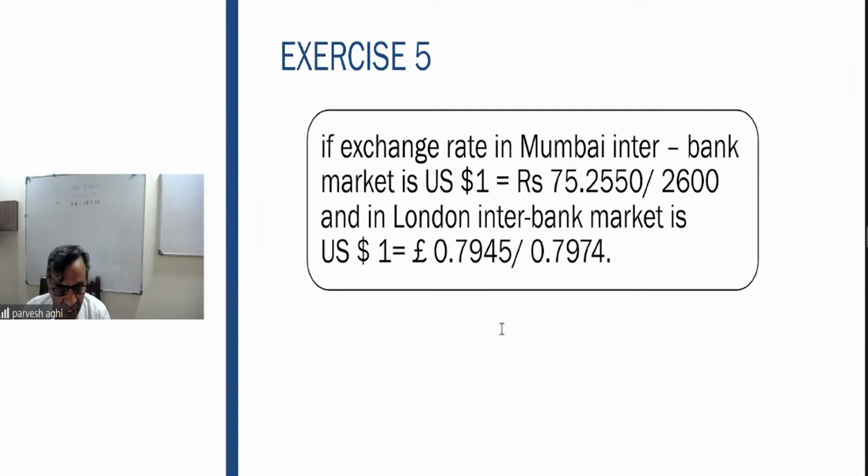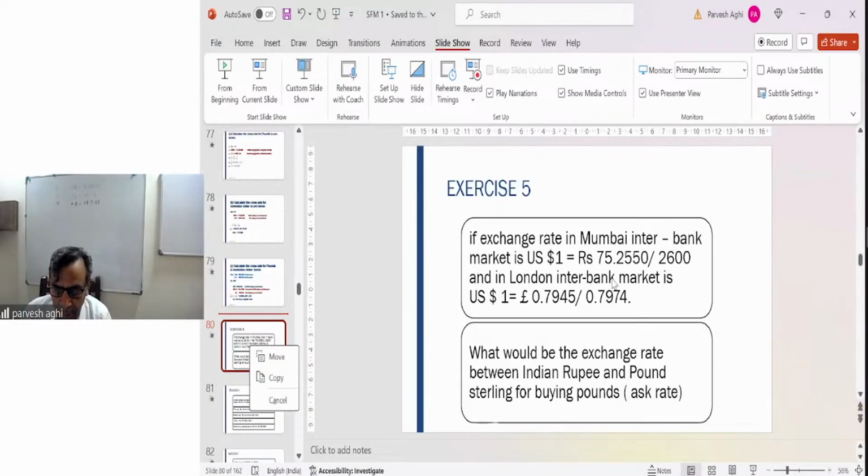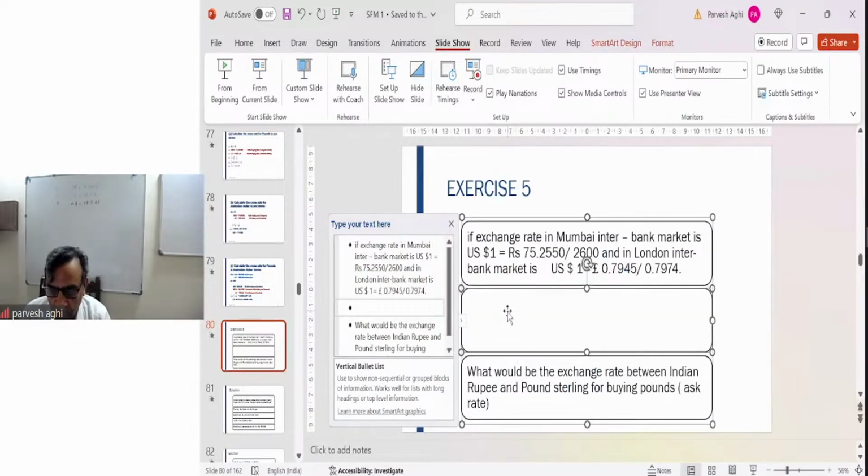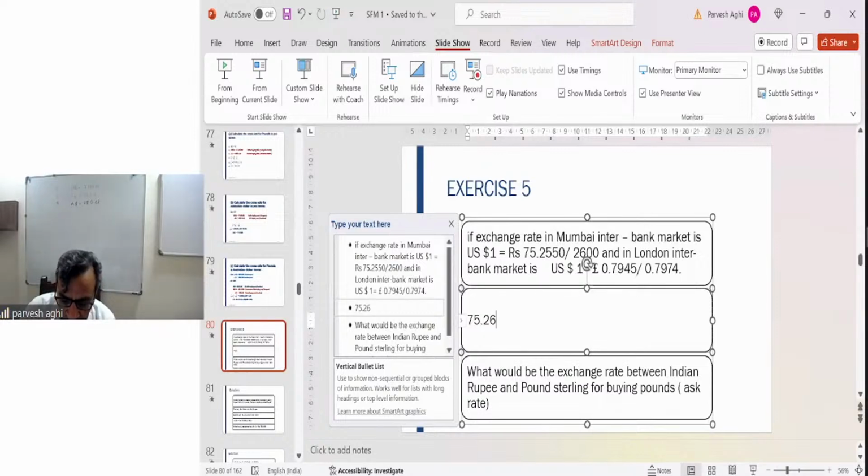What I can do is I can just add one more column here. I'm just doing it for your understanding. Okay, so what we can do is 75.2600 and divide this by 0.7945. Okay, so we will get 94.72.